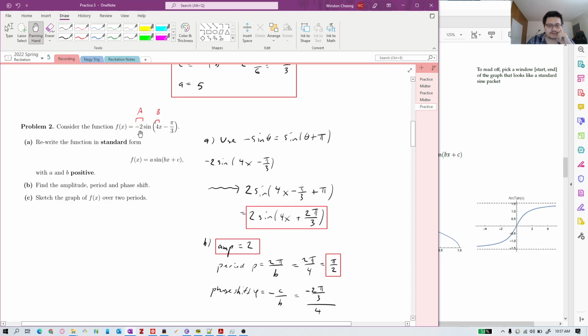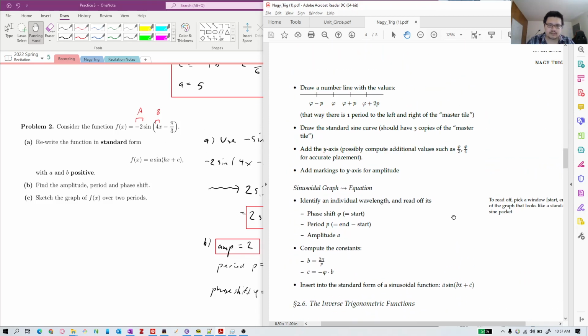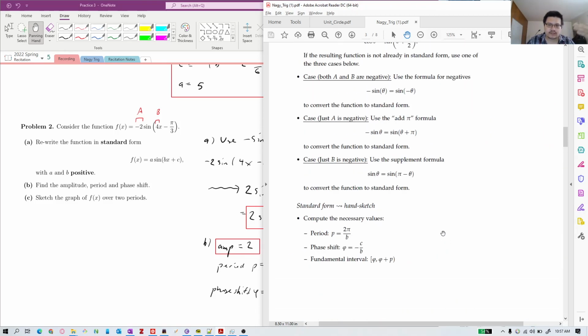What is standard form? Standard form is this format where A and B are both positive. And what you can see is that this is not in standard form to begin with. A is -2, so the fact that it's negative is an issue. We need to transform our sinusoidal function into one that is in standard form.